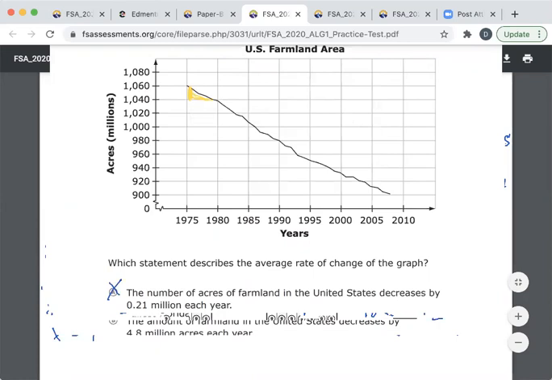It's going down 20 million, about, as an estimate. Not per year, but per every 5 years, because from 75 to 80 is 5 years. So if I were to divide about 20 million by 5, I would get around 4. So it could be B. Let's look at the other ones.